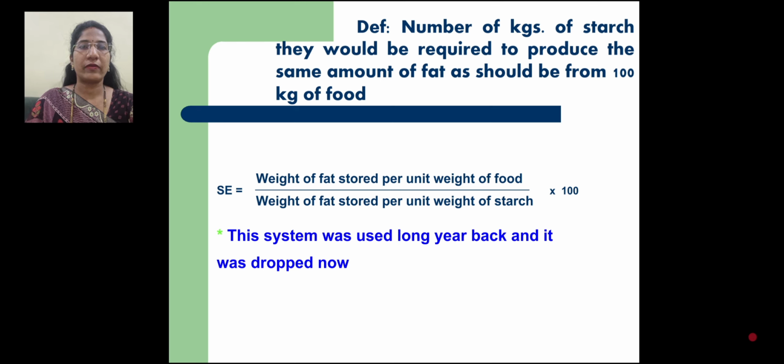See, starch equivalent is equal to the weight of fat stored per unit weight of a food, divided by the weight of fat which can be stored per unit weight of starch, multiplied by 100. This system was used a long time back and it was dropped.